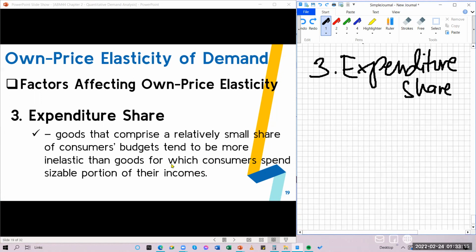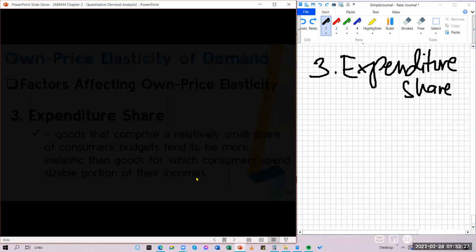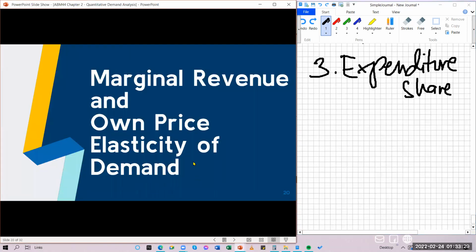It's more about how you budget your money and how much you will be spending on such a commodity, and so on and so forth. So those are the other factors that affect our price elasticity.